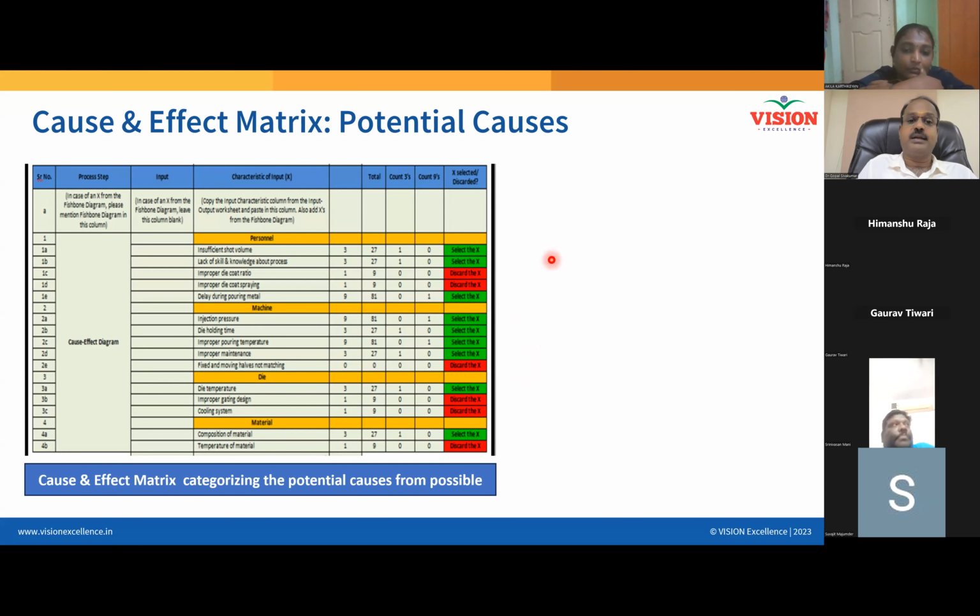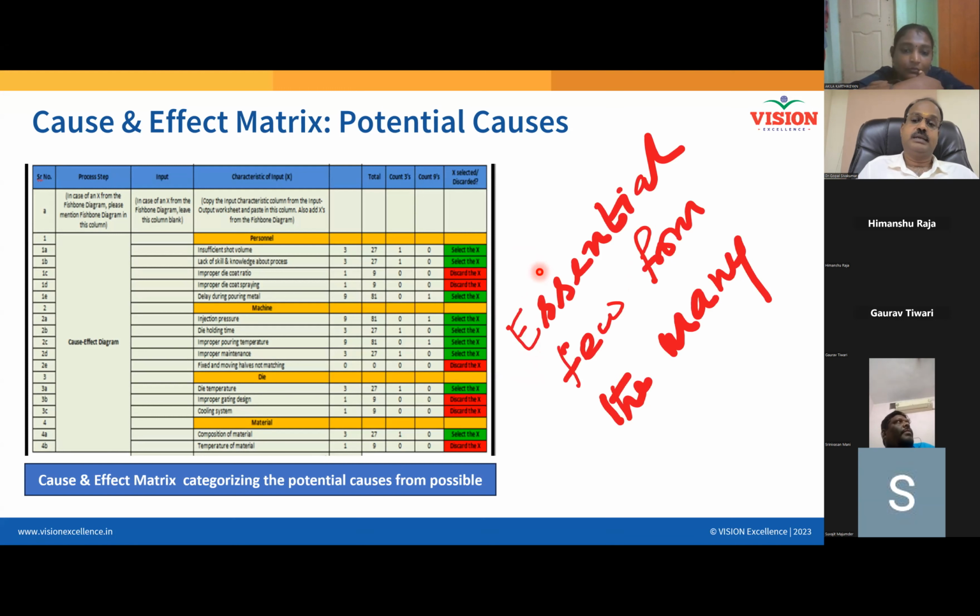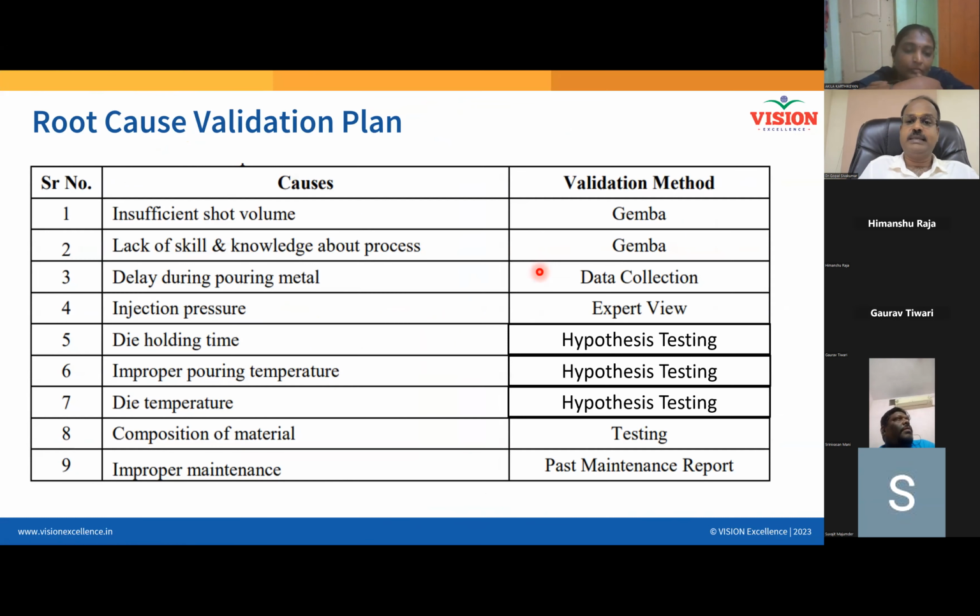So for all of these 9 factors, you must validate. Yes, sir. These are the essential few from the many. Now we devise a validation method for the 9 factors. For some of the factors, a Gemba walk is recommended. What is Gemba walk? You physically visit the place and observe things when the process is happening. That is known as Gemba walk. Some verification can be done by Gemba walk. You go to the place and then observe. Some information can be validated by data collection.